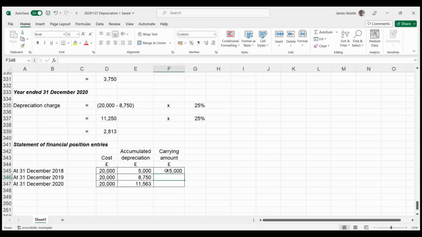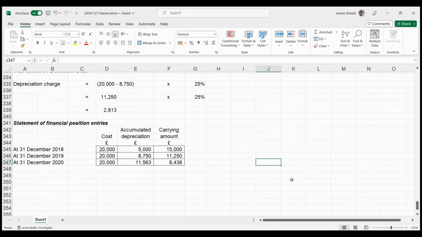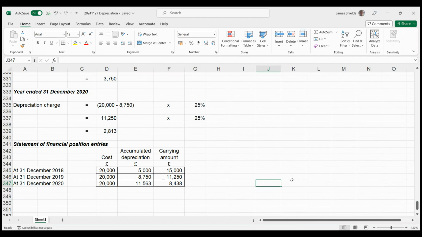So the carrying amount at 31st of December 2018 is your cost of £20,000, take away a cumulative depreciation of £5,000, giving you £15,000. At the 31st of December 2019, it's the cost of £20,000, take away a cumulative depreciation of 8,750, gives us 11,250. And at the 31st of December 2020, it's the cost of £20,000, take away a cumulative depreciation of 11,563, which gives us £8,438. So there's a little video on depreciation methods, straight line method, and reducing balance method.